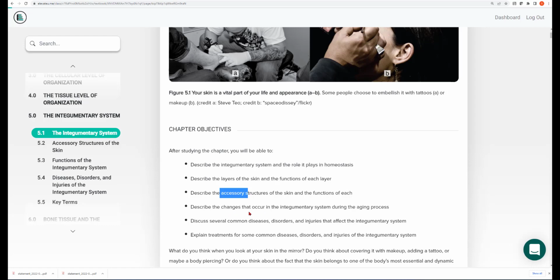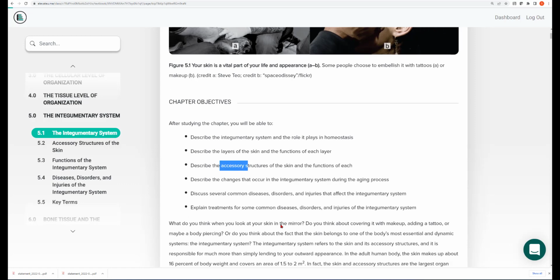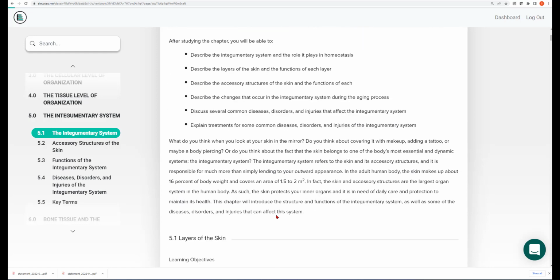And then we're going to be looking at some of the changes that occur with the integumentary system during the aging process, specifically cancer, and also we'll be looking at a few other disorders and injuries that can occur with the integumentary system, and we'll finish up learning about burns and what first, second, and third degree burns are all about. So that's kind of where we're heading in this chapter. This presentation will cover all of chapter 5.